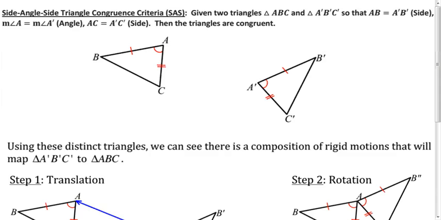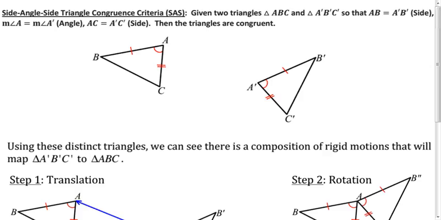Okay, so let's look at the 5 triangle congruence criteria. These are all different ways to show that triangles are congruent without using the rigid motions. Now, they can all be proved using basic rigid motions, but a lot of times it's a lot simpler to just use the congruence criteria that we're going to learn.